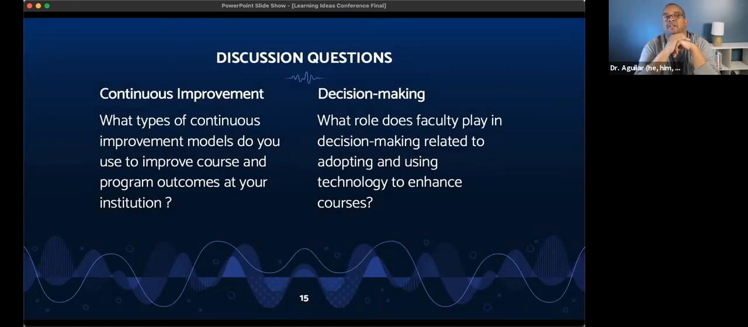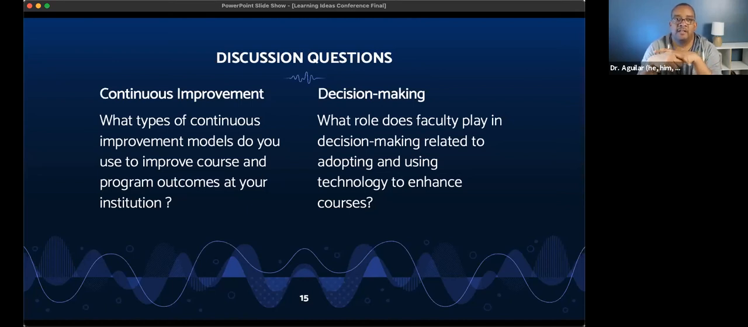So we have some discussion questions that we'd like you to think about, and feel free to use the chat or the Q&A. What types of continuous improvement models do you think you could use to improve your course and program outcomes at your institution?